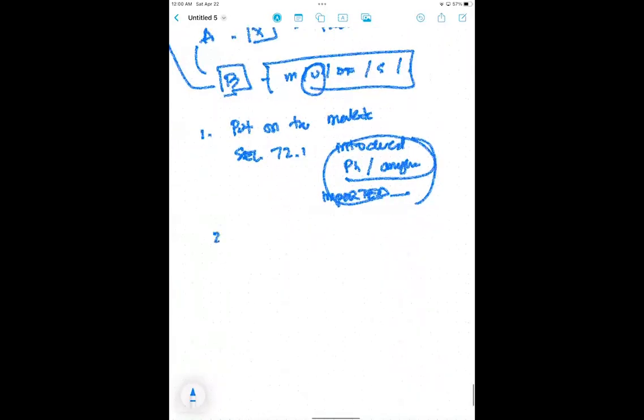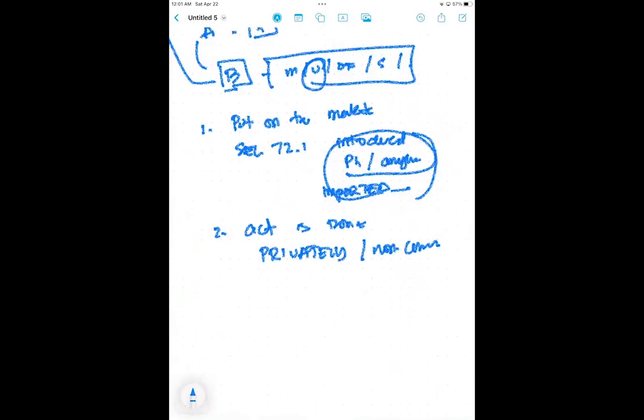Second limitation is when the act is done privately and on a non-commercial scale. Okay? Provided that it does not significantly prejudice the economic interest of the owner of the patent.